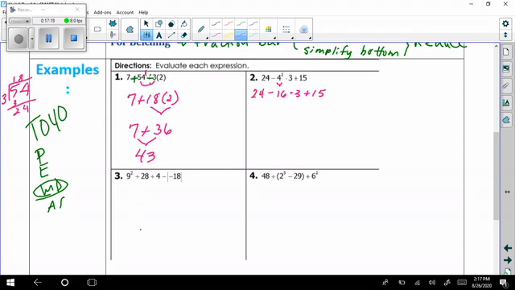Next time through, I'm going to start at the beginning and work my way across. And I'm going to do this part because it's multiplication. So 24 minus, well, 16 times 3 is, 3 times 6 is 18, 3 times 4 would be 48, plus 15.